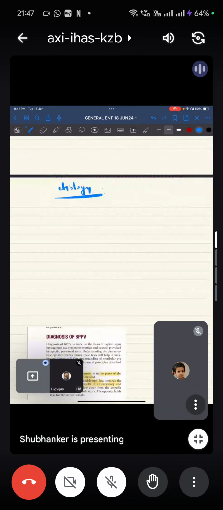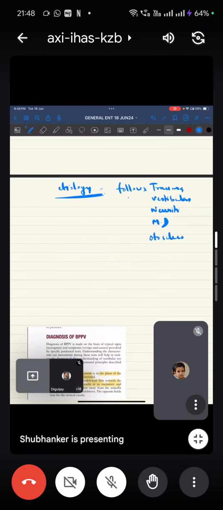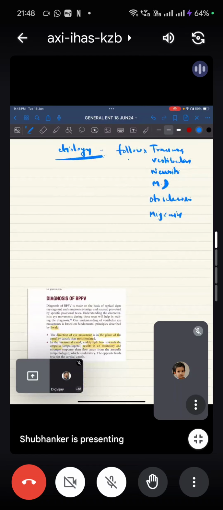And what are the etiologies of BPPV? This is for theory purposes, not for practicals. Generally it follows trauma, it follows vestibular neuritis, it follows Meniere's disease, Meniere's disease is followed by BPPV, it follows otosclerosis, and it can be associated with migraine also.